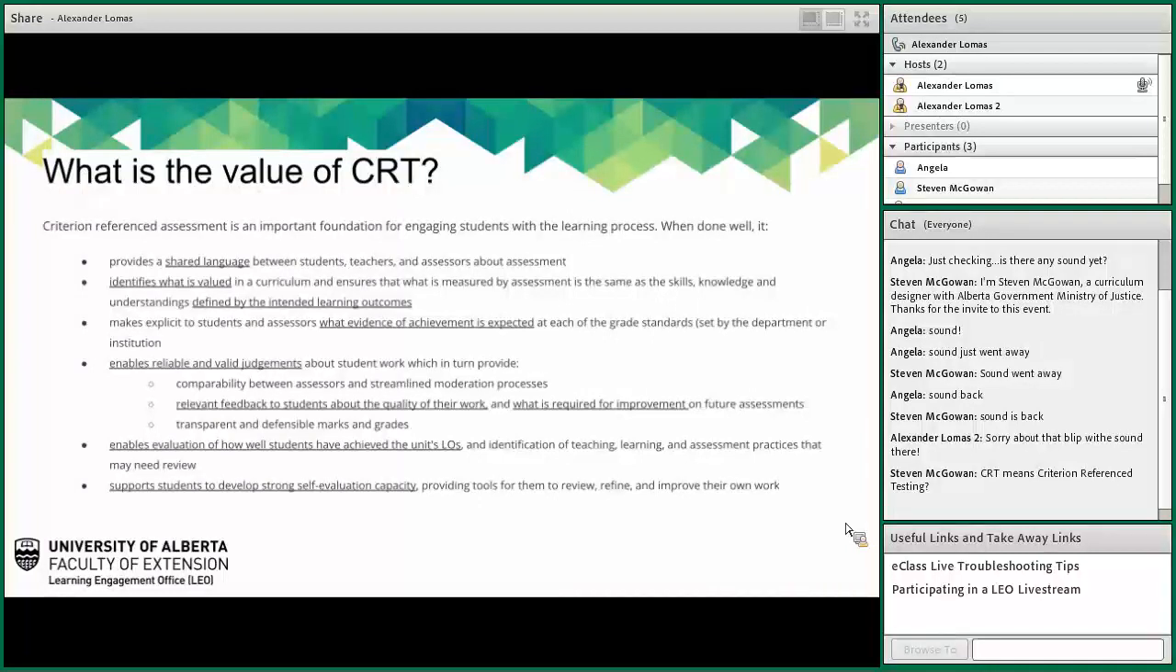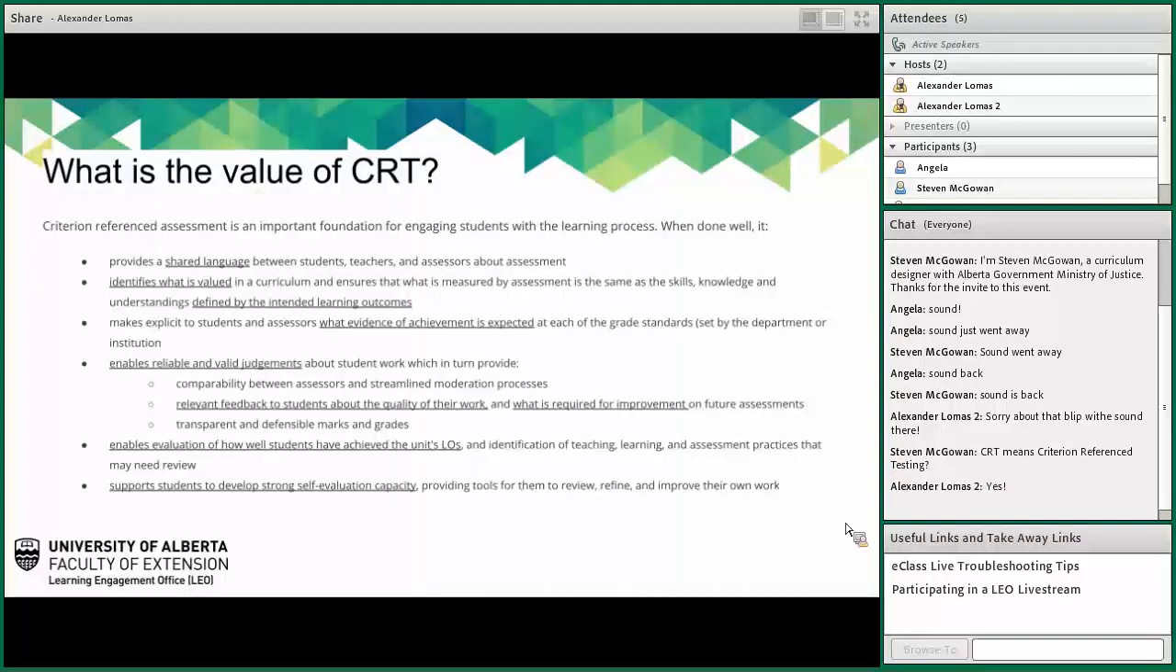My apologies. So criterion-referenced assessment, or criterion-referenced testing, is an important foundation for engaging with students. You want to share your language. You want to identify what's valued. I want you to be able to describe. I want you to be able to perform. I want you to be able to analyze. I want you to be able to synthesize. I want you to be able to compare and contrast. What is the value in the curriculum and what is it measured by?